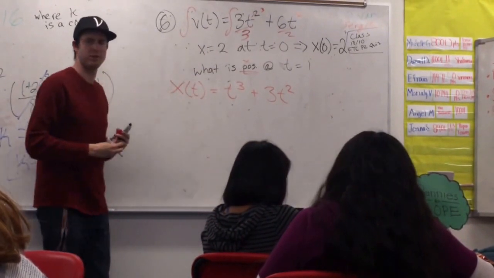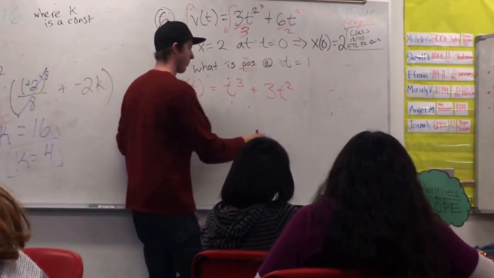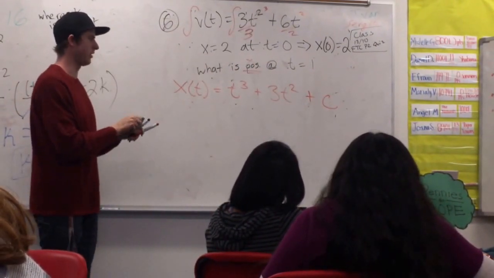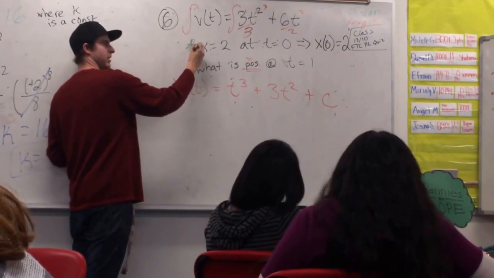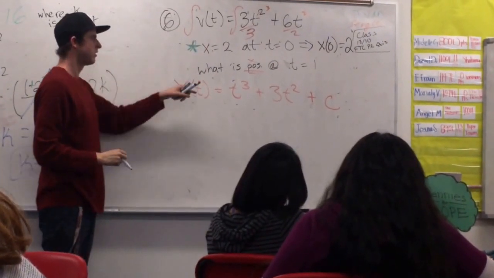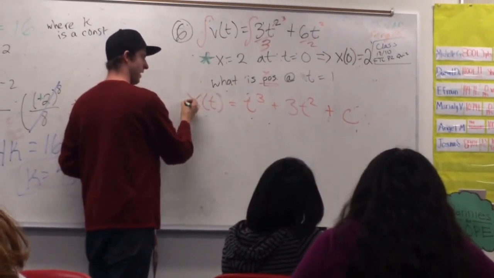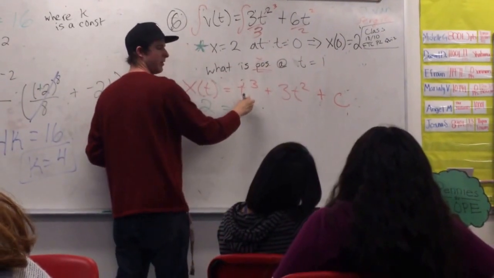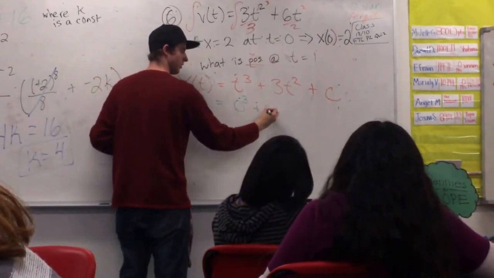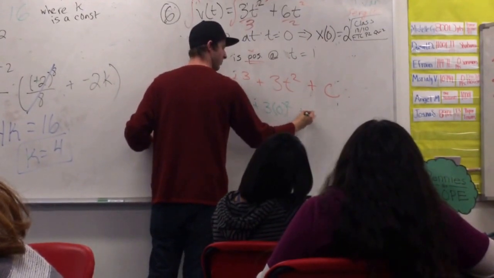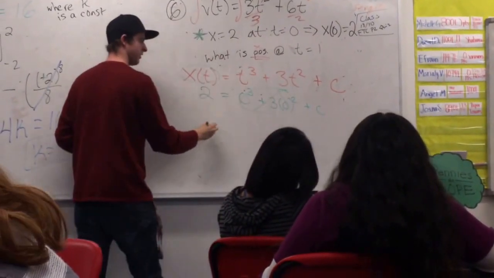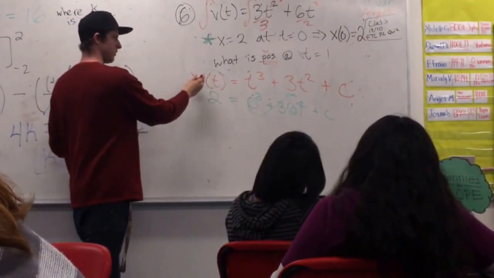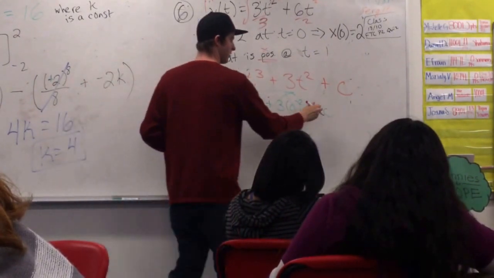And then, since there are no endpoints, we need a plus c. And this right here is my initial condition. That's going to help me solve for the c. So for the x, I plug in 2, and for time, I plug in 0. So 0 cubed plus 3 times 0 squared plus c. That gives me 2 is equal to c. So now I can go back to my equation and just change this to a 2.